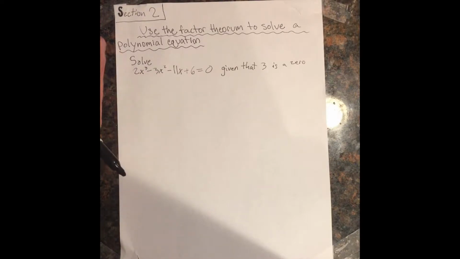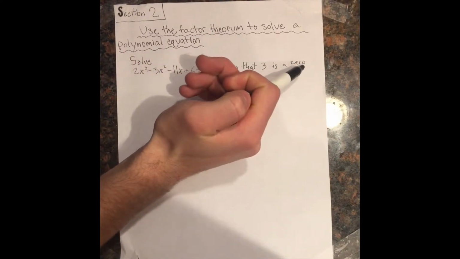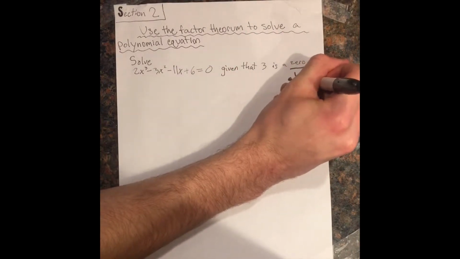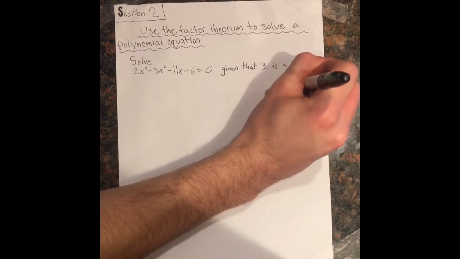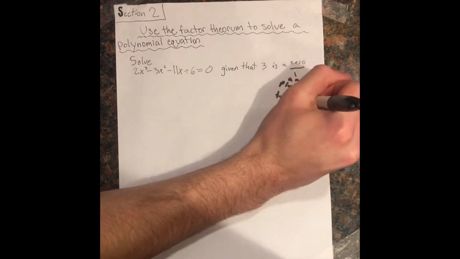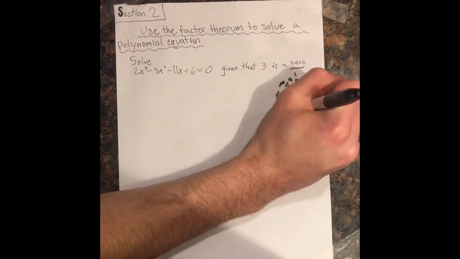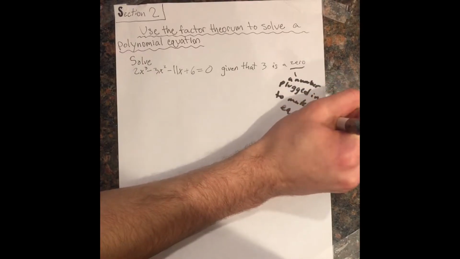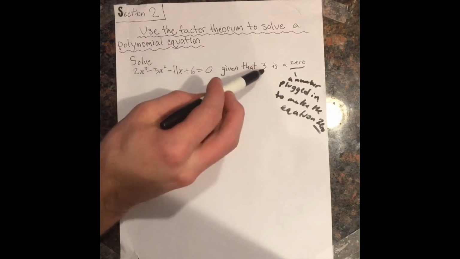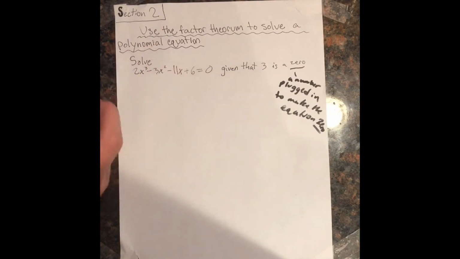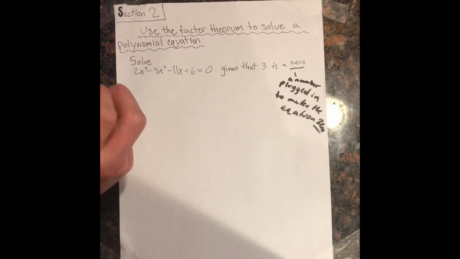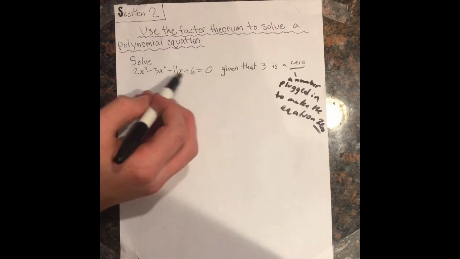So what we know from prior knowledge is that a 0 is just another name for a number that we plug in to make the equation 0. So what that means is 3 is not only just a 0, it is a factor of this equation. So that means that 3 can be multiplied by something else and would equal this equation.